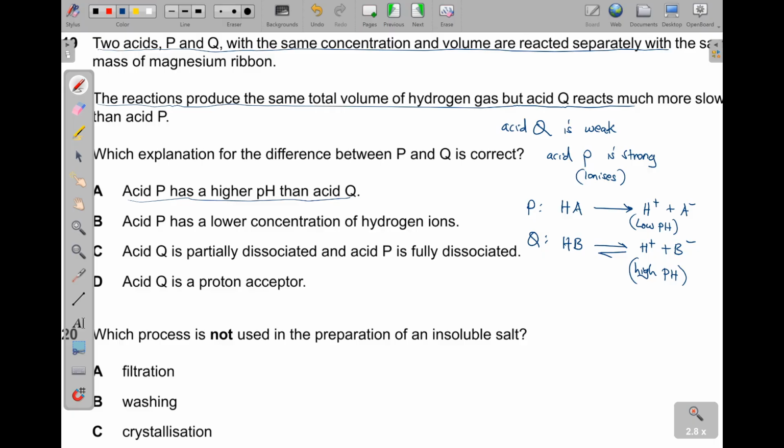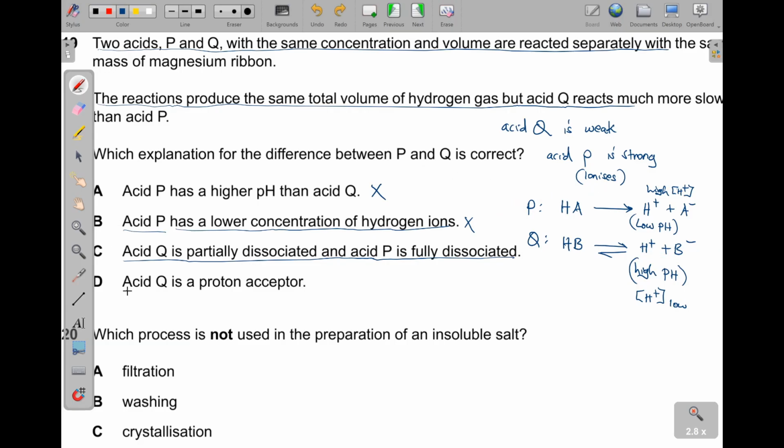Acid P has a higher pH than acid Q. You have already seen here, it has a low pH, then this one has a higher one. So this one has to be off. Acid P has a lower concentration of hydrogen ions. This one has a high concentration of hydrogen ions, and then this one has a low concentration of hydrogen ions. So this one is also off. Acid Q is partially dissociated and acid P is fully dissociated. This is exactly what I've done here, so that is correct.